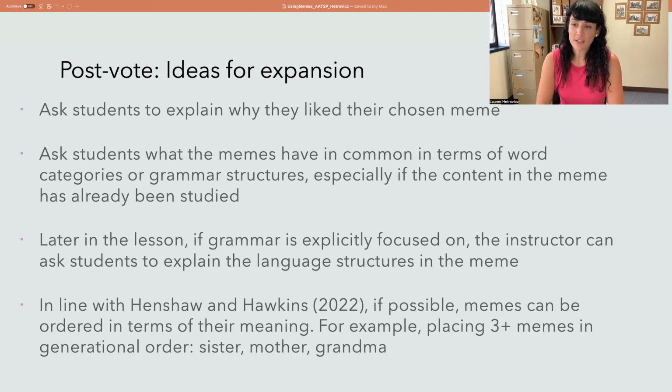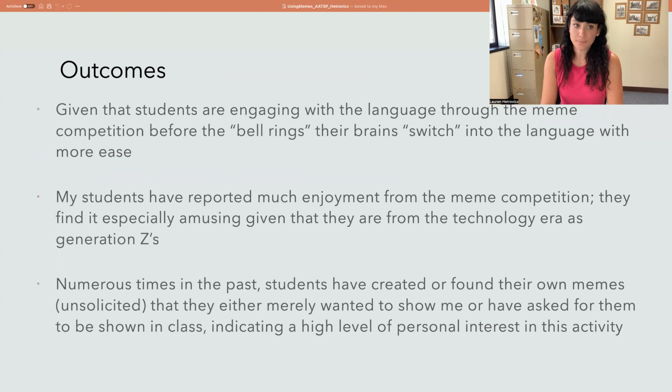And then finally, in line with Henshaw and Hawkins, if possible, if you're giving multiple memes, you can place them in order if relevant, carrying out like an ordering task. And one thing that comes to mind is maybe if family members are given like sister, mother, and grandmother in 3 separate memes, they can order the memes in terms of their generational order. Ages, joven, viejo, or in this case, joven, vieja, that range.